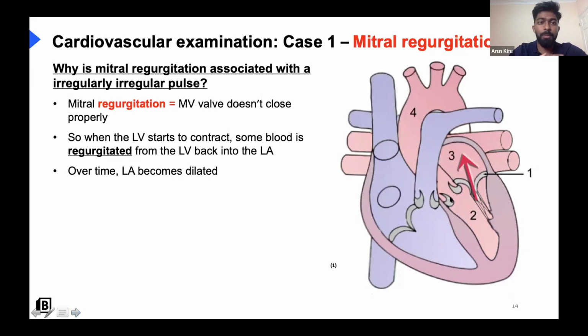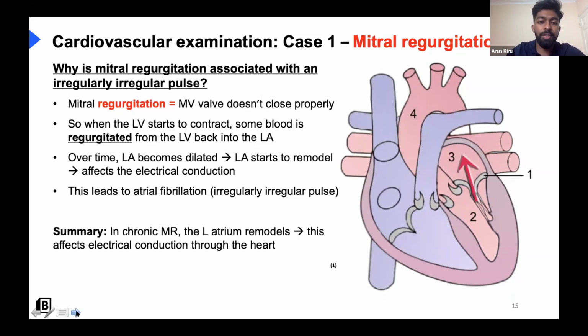Over time, so think many, many years of a patient having mitral regurg, the mitral valve not closing properly, you get lots of regurgitation. This left atrium starts to become dilated, a bit bigger. And over many, many years, this left atrium starts to remodel, becomes fibrosed, and it affects the electrical conduction through the heart. So you've got your sinoatrial node, your AV node, things like that. They all get affected as this left atrium becomes remodeled, becomes fibrosed. And this is what leads to your atrial fibrillation, which is your irregular pulse.